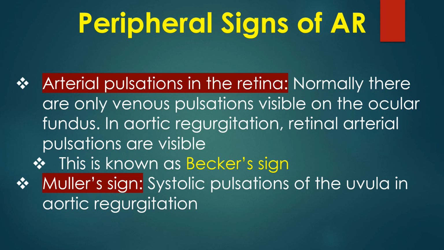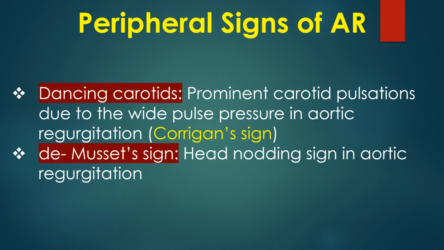Muller's sign, systolic pulsations of the uvula in aortic regurgitation. Dancing carotids, prominent carotid pulsations due to the wide pulse pressure in aortic regurgitation. De Musset's sign, head nodding sign in aortic regurgitation.